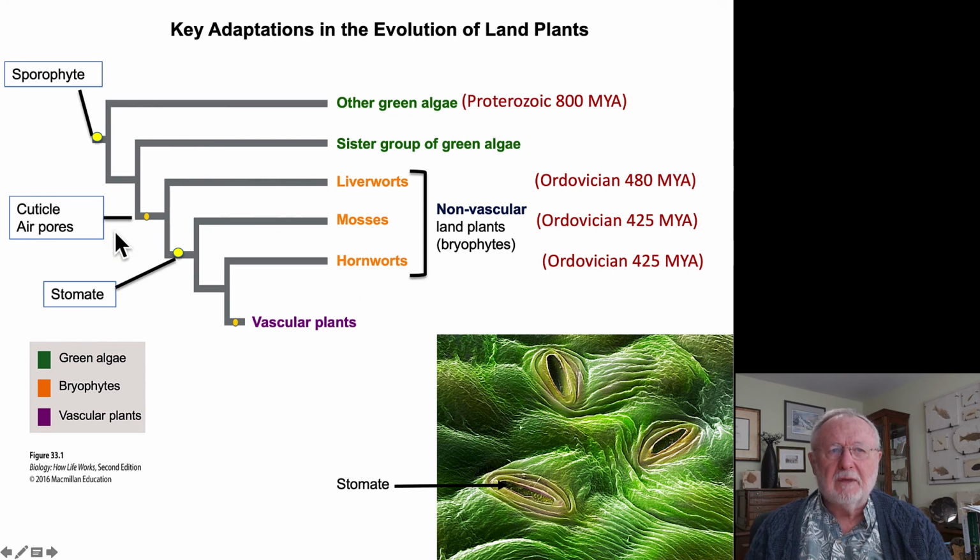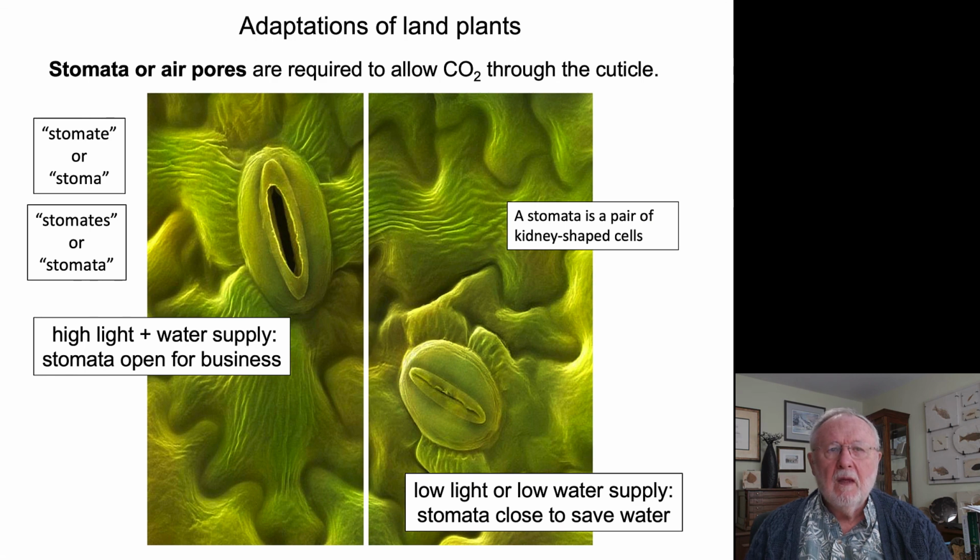So the first adaptation to land is a cuticle and air pores. The second evolution is replacing the air pores with stomata. This happened in the sporophytic form of the moss and all subsequent plants. We tend to use two terms, and it doesn't matter which one you use. We can say stomate or stoma, the plural being stomates or stomata.